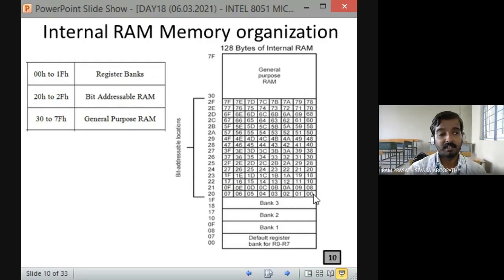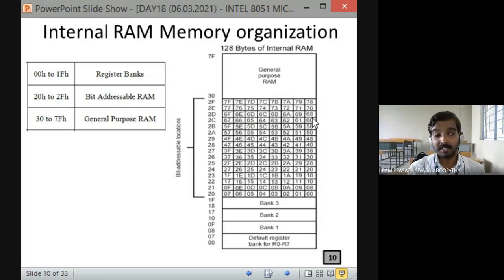For example, consider RAM location 20, which has 8 bits. The LSB of memory location 20 is assigned address 00H. So an 8-bit address is used for addressing each bit. Totally how many bits do we have? On seeing this number of cells, you can tell: 16 memory locations, each with 8 bits. So totally how many bits do we have in this bit addressable RAM area?